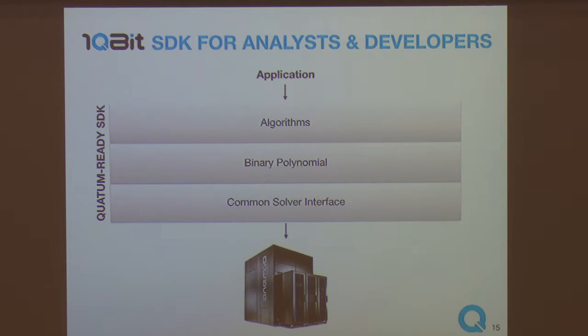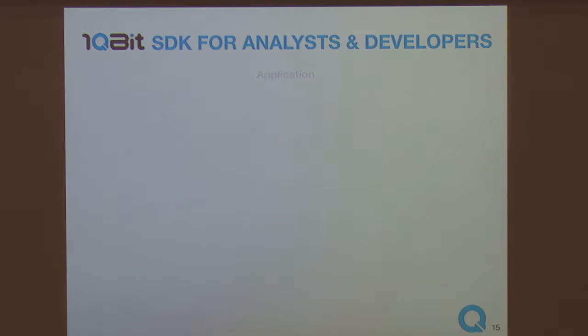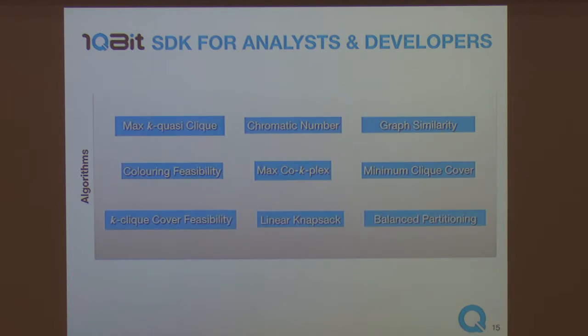The algorithms layer is going to be aimed towards the analyst, developer, student type person. And these are people that know what type of optimization problems they want to tackle, but they don't necessarily know about the quantum computer that's underlying the process. So things on this layer are classic optimization problems, max K quasi-clique, graph similarity, linear knapsack, which are very common household optimization names. But you'll notice that there's no mention of quantum, there's no mention of quadratic polynomial, there's no optimization here.